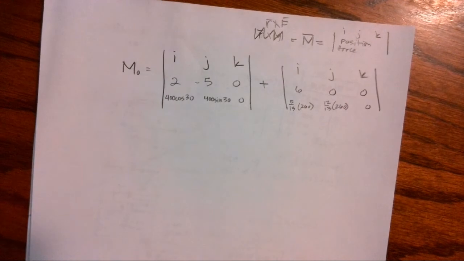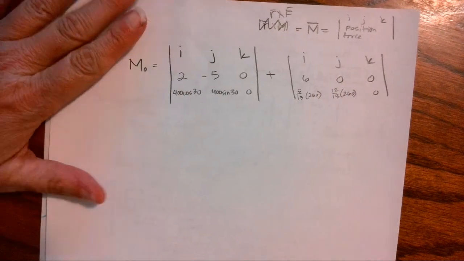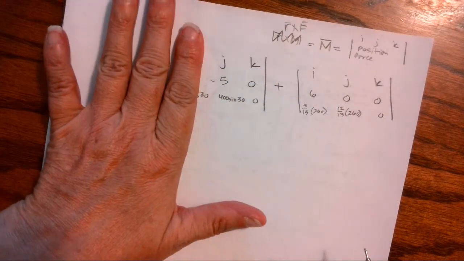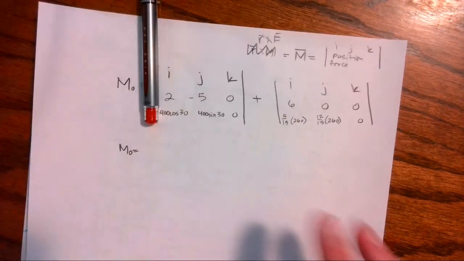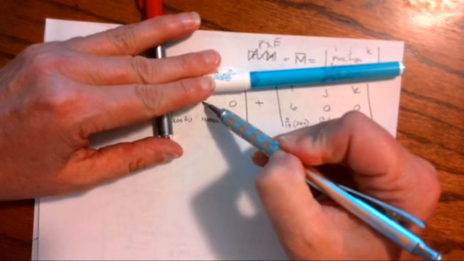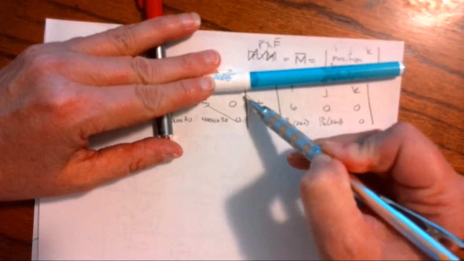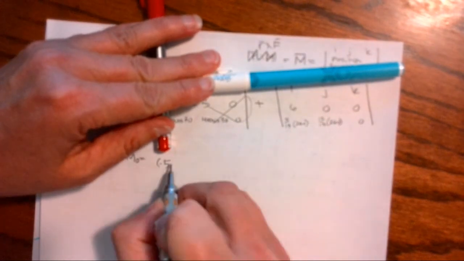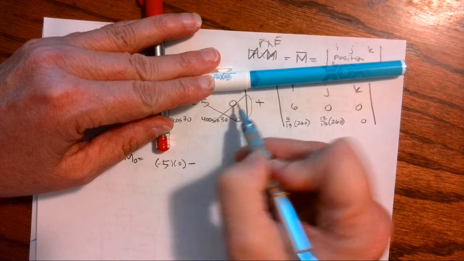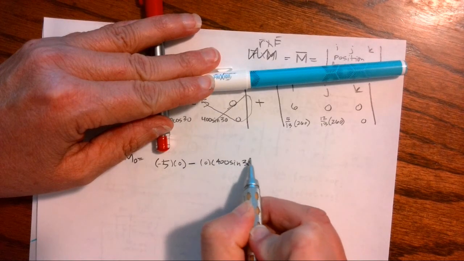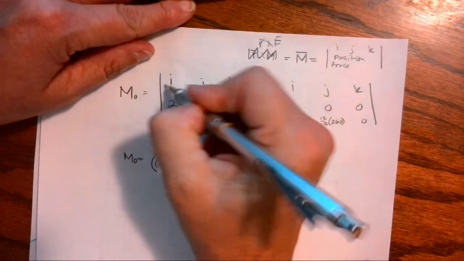So now we get to do a little multiplication here. When I'm working with a matrix, I'm going to start with the i, and I'm going to cover up the i, cover up the top, and I am left with a little box here. And I'm going to do a little fish. I'm going to start at the left, go down, and then circle back around and go down. So I have -5 times 0 minus 0 times 400 sine 30, times i.